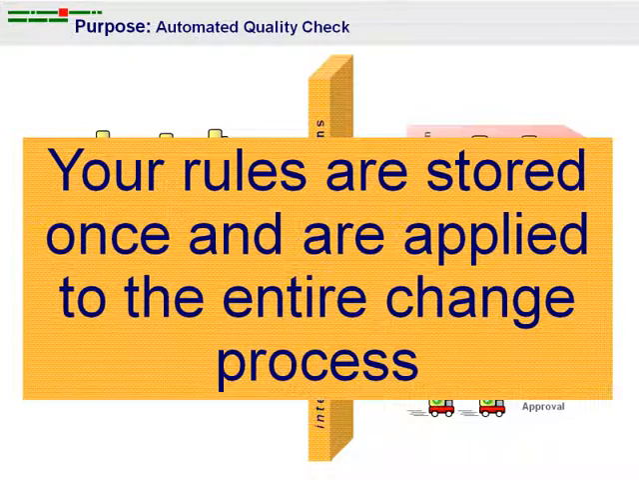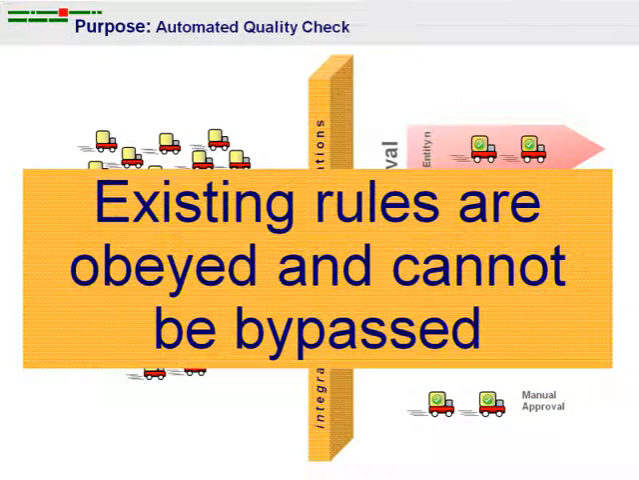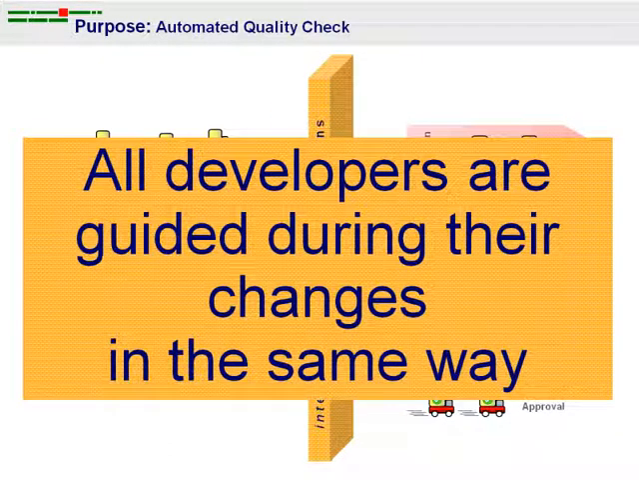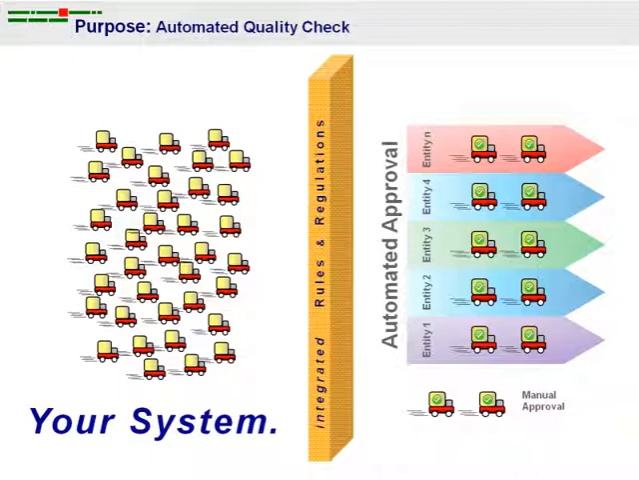Your rules are stored once and are applied to the entire change process. Existing rules are obeyed and cannot be bypassed. All developers are guided during their changes in the same way. In short, by choosing Selco's integrated rules and regulations, you will achieve a 100% optimized quality check for your SAP system. Your system, your rules.